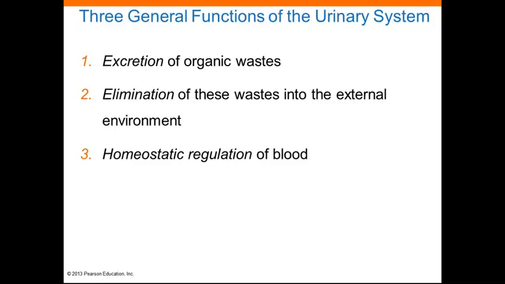The urinary system has three major functions: excretion of organic wastes, which means removal of these waste products from body fluids; elimination, or the discharge of these waste products into the external environment; and homeostatic regulation of the blood.